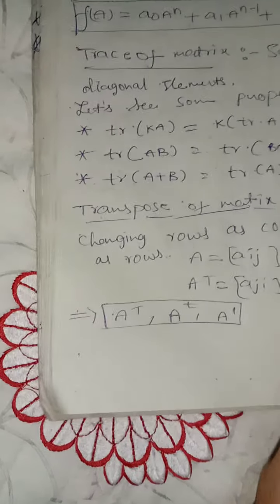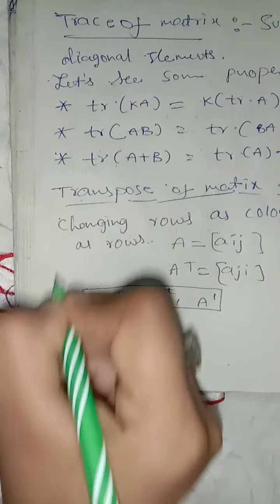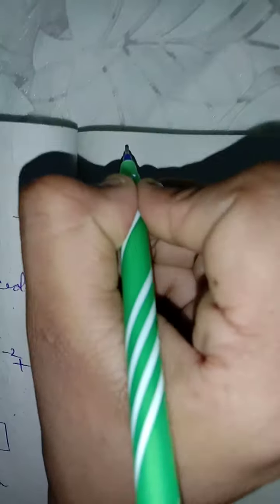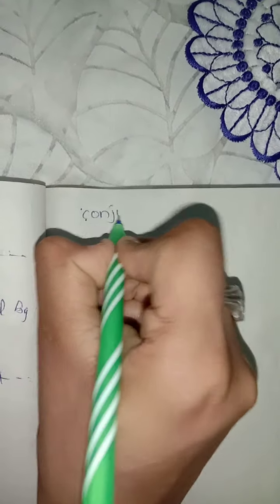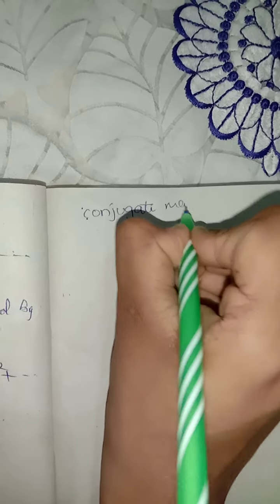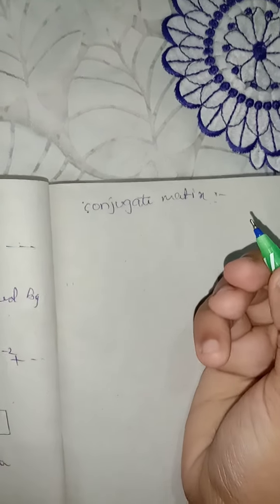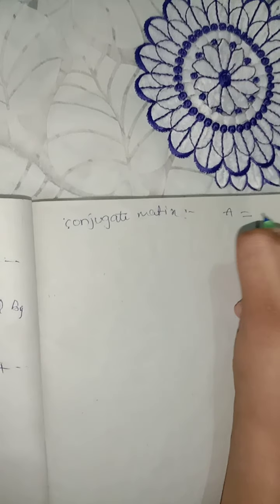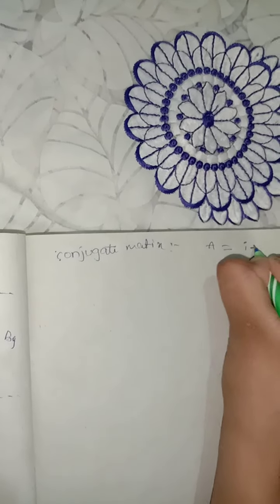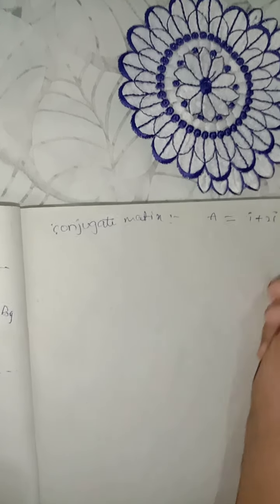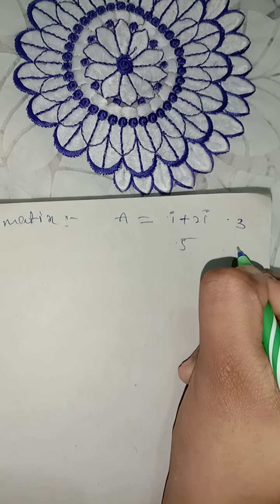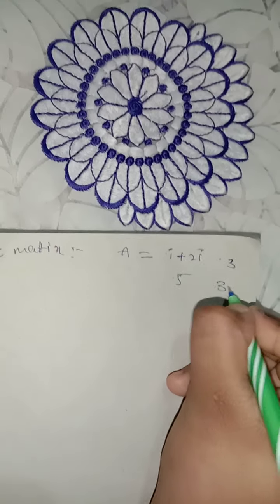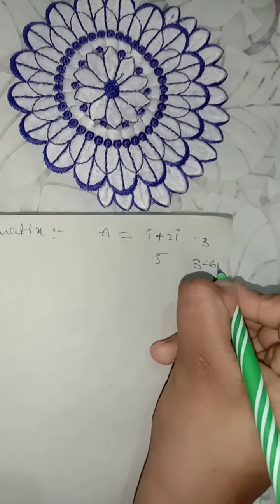Now, a small concept, that is the conjugate of a matrix. What is the conjugate of a matrix? Assume that A equals 1 plus 2i, 3, anything, 5, 3 minus 6i.